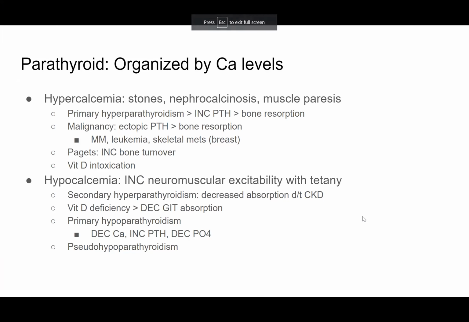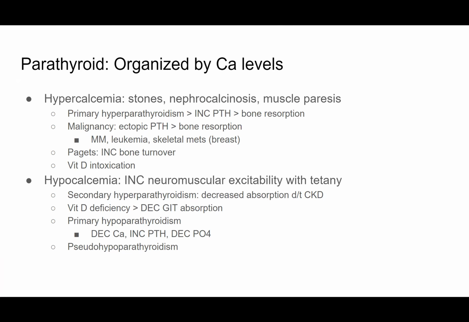Okay, now organizing by calcium levels. When I look at these, I actually look at the calcium level first, because that helps me clue in on what might be the case. So if we have hypercalcemia, it's going to directly translate to kidney stones, nephrocalcinosis, and muscle paresis. I like this way of organizing it because calcium is very easy to identify as symptoms, whether it's low or high. So this is my favorite way of doing it, but I did both for you guys.